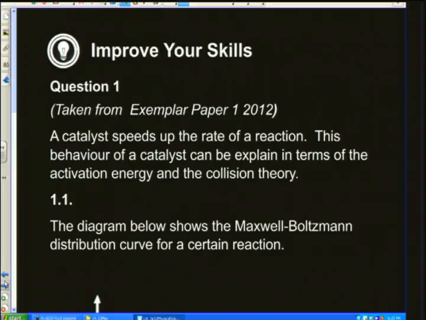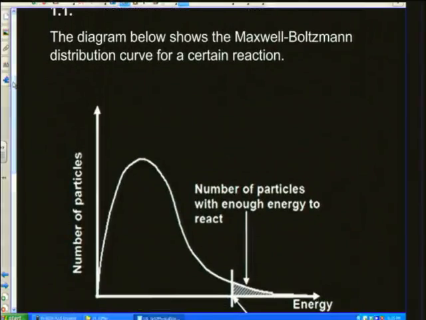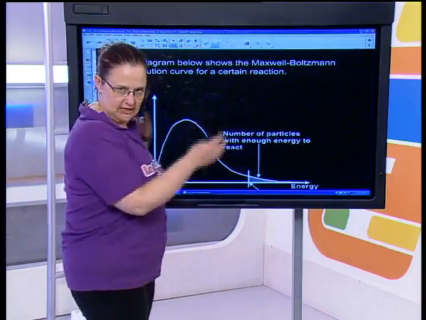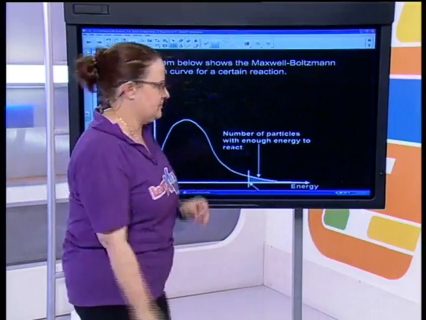So they tell you a catalyst speeds up the rate of a reaction. This behavior of a catalyst can be explained in terms of the activation energy and the collision theory, putting it into context for you. The first thing they tell you is the diagram below shows the Maxwell-Boltzmann distribution curve for a certain reaction. Guys, don't get too stressed about the Maxwell-Boltzmann part of this. That's named after the scientists who dealt with this, okay? That's the only reason why it's there. It doesn't mean anything, but it's named after people.